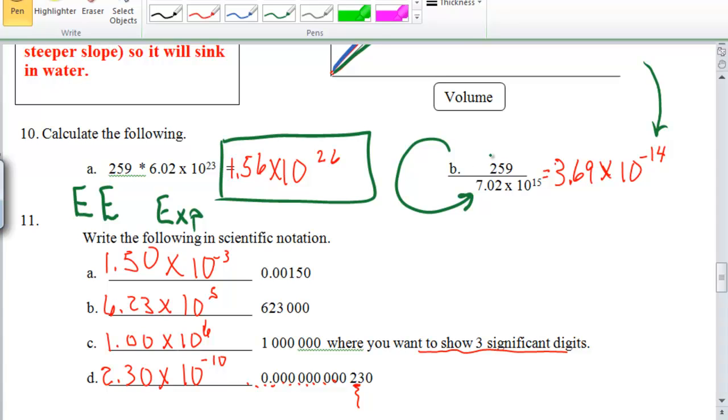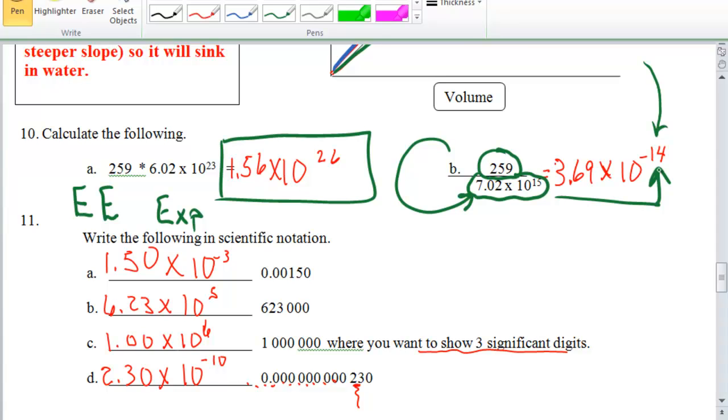If you have a number like 259 and you're dividing it by this huge, gigantic number, you know that your answer should be much, much less than 1. A very tiny number, still a positive number, but much less than 1. And make sure that that reflects in your answer here, especially in this exponent.